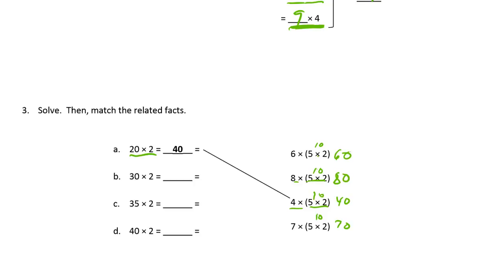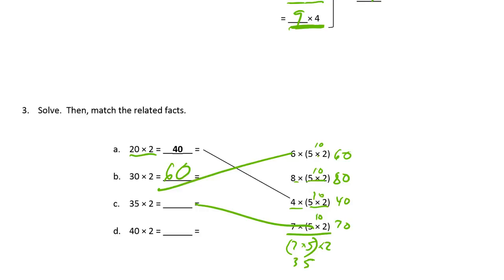So 2 30s is the same as 60. And 2 35s, that's the same as a 70. Because the idea is what they want you to look at is the 7 times 5 times 2. They want you to see this 7 times 5 and think of that. Well, 7 times 5 is 35. So it's the same as 2 35s.